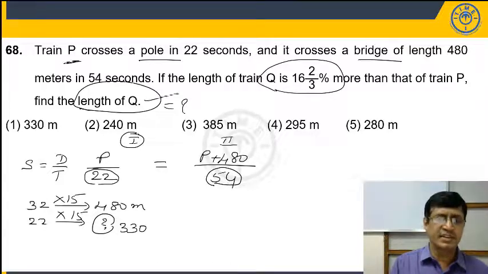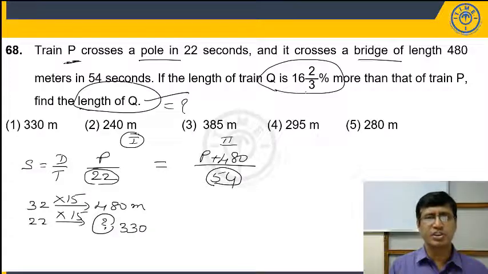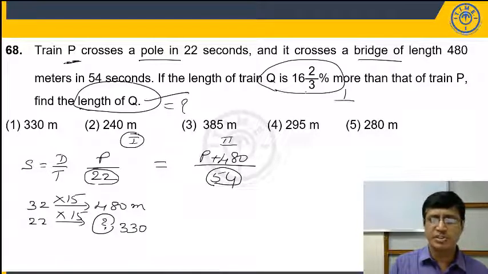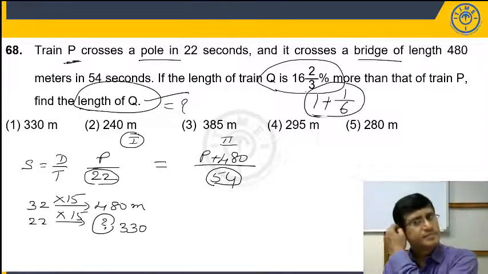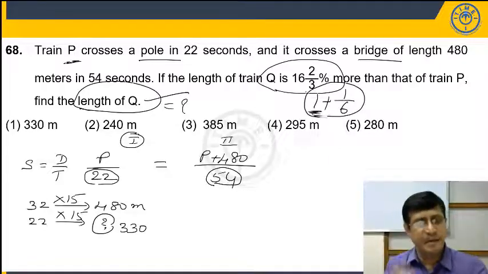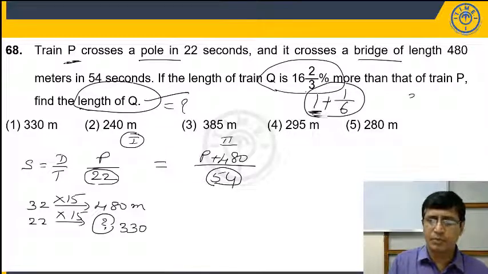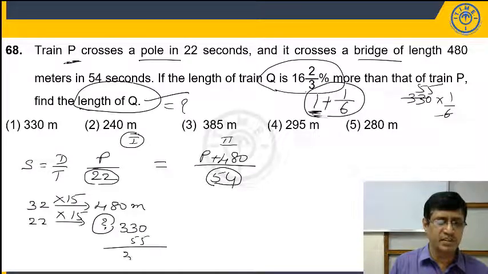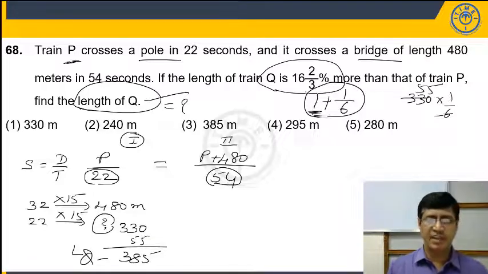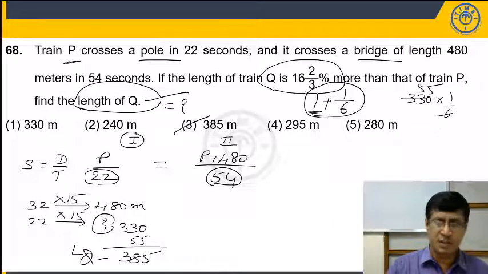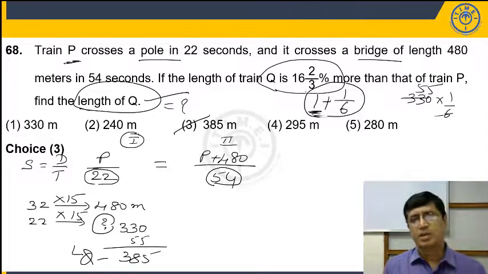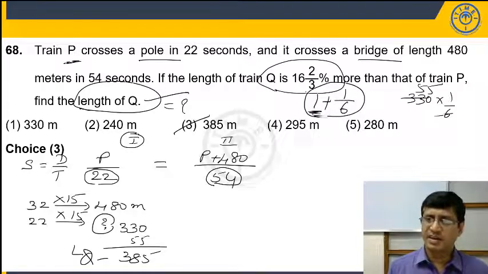And he is asking to find the length of the train Q. Length of the train Q is 16 2/3% more, means 1/6 more. 1/6 more means 1 plus 1/6. 1 is nothing but 330. What is the 1/6 of 330? It is 55. Just add 55 to this. The result is 385. How much is the length of the train Q? It is 385. Option 3 is the right choice. Option 3 is the answer for this example.